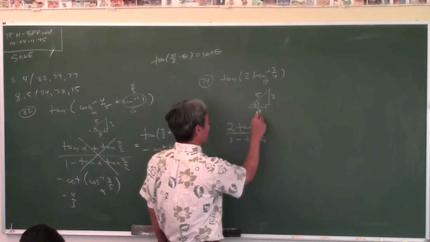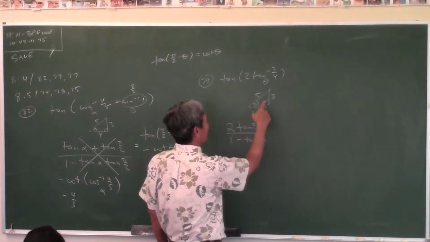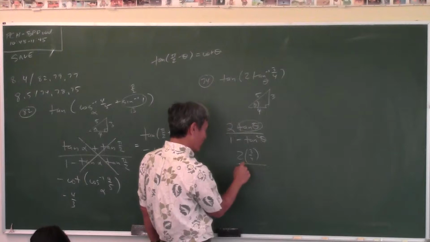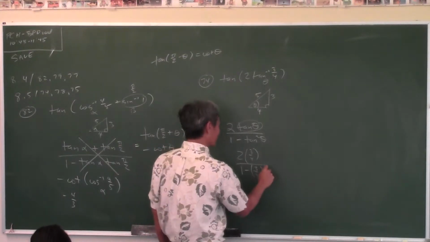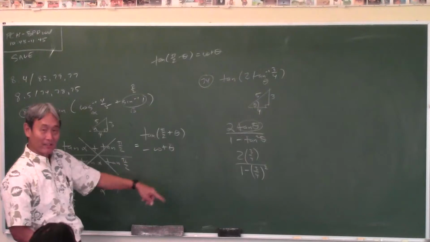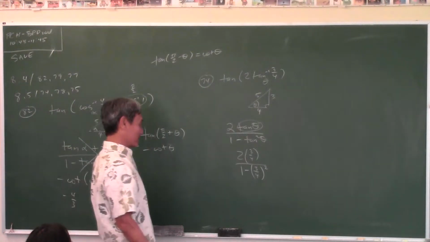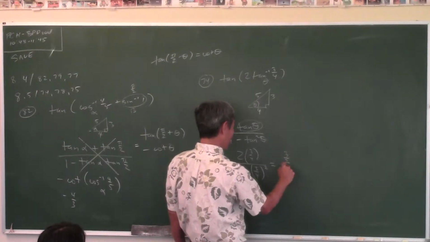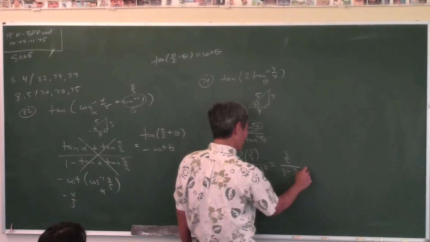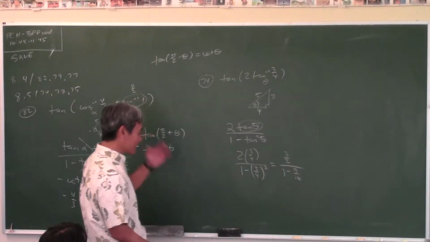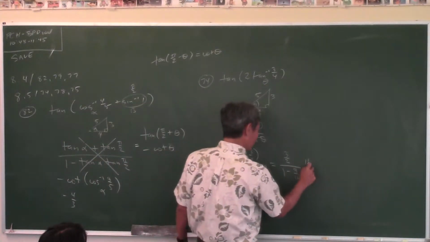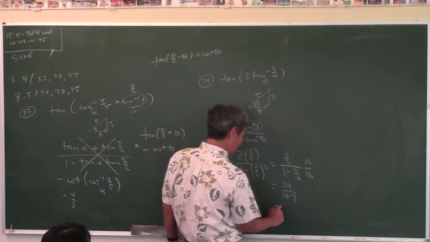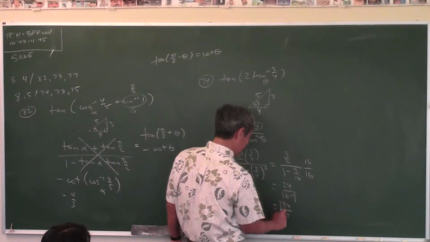Okay, so looking at the picture, what is tangent theta? Opposite over adjacent, so this is 3/4. So 2 times 3/4 all over 1 minus 3/4 squared. Now, how do you simplify this? 3/2 over 1 minus 9/16. Multiply top and bottom by the LCD, which is 16. And you get 24 over 16 minus 9, which is 24 over 7.